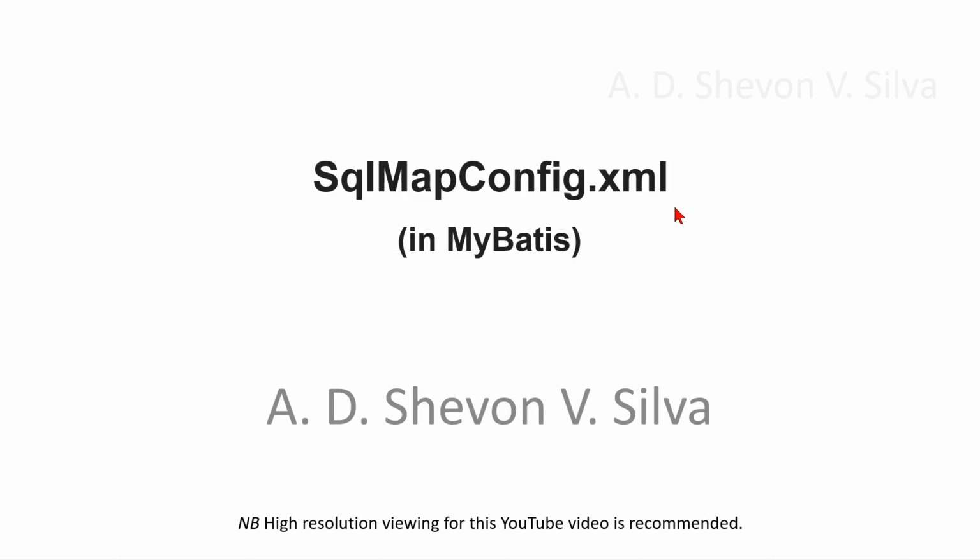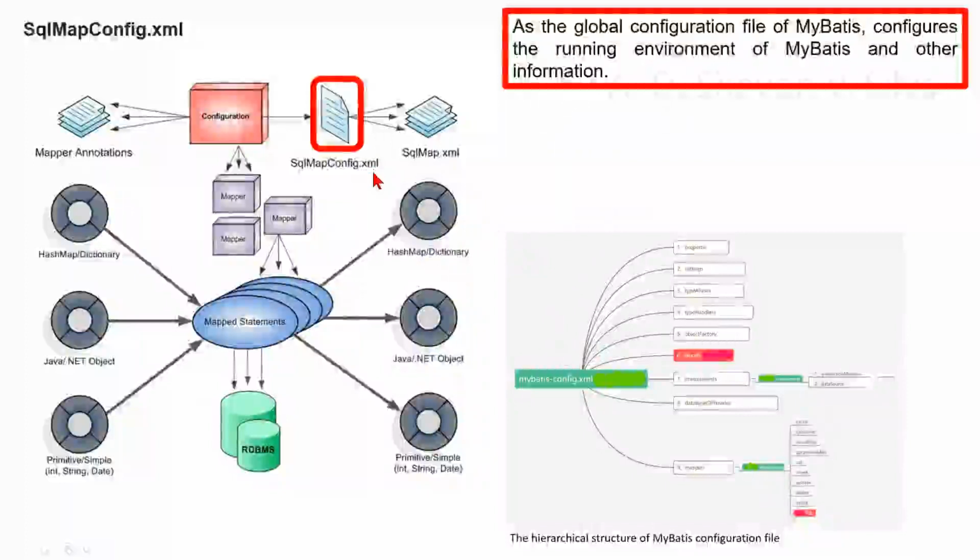SqlMapConfig.xml in MyBatis. Now we are focusing on SqlMapConfig.xml as a global configuration file of MyBatis. It configures the running environment of MyBatis and other information.